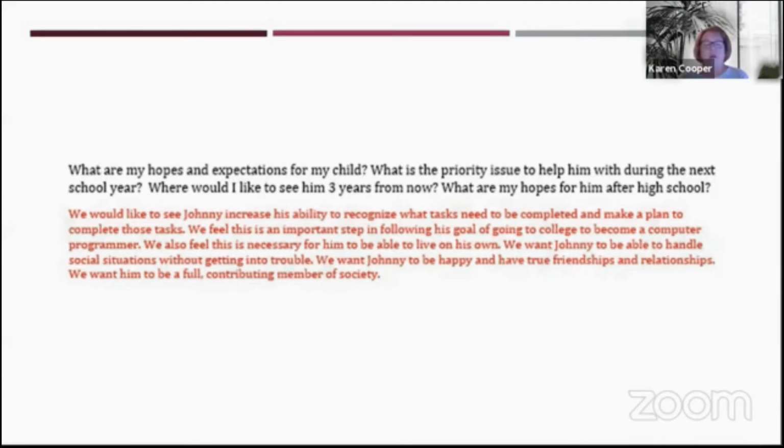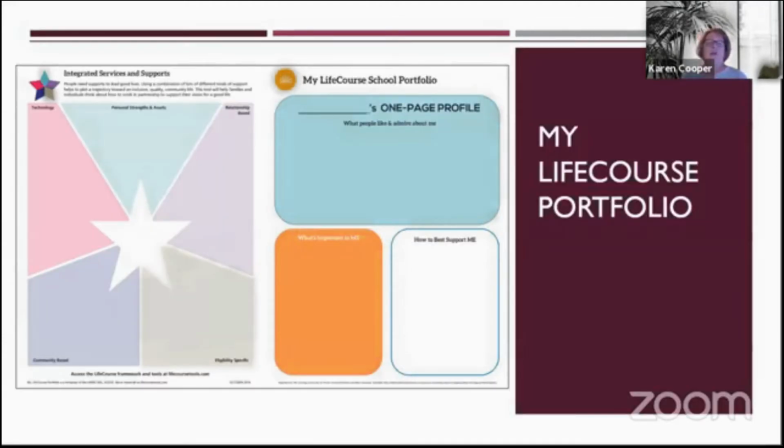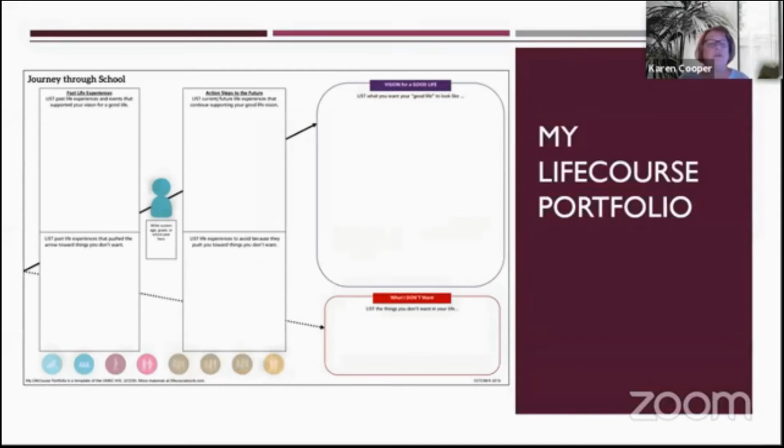And those of you that are familiar with charting the life course, I find that this is a great tool to use whenever you're concerned about any of those transition points, and also for those long-term objectives. You can use the portfolio to describe what the good life is, what supports I need, etc., where I can get those supports. So what do I want, what is the good life, and what don't I want?